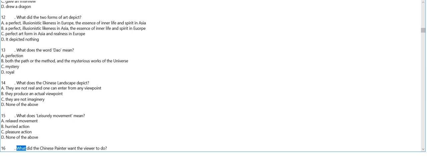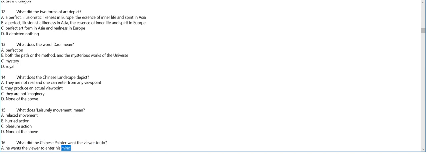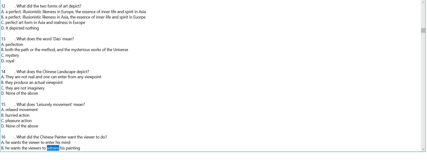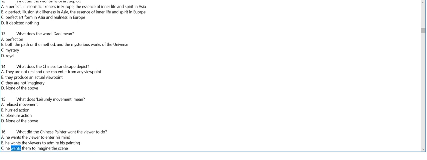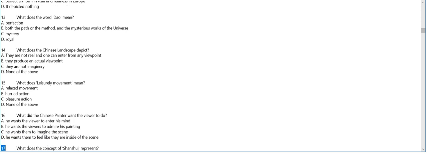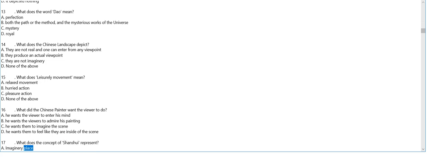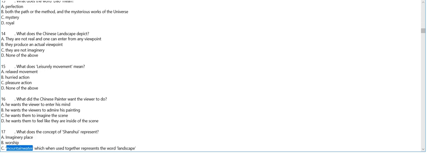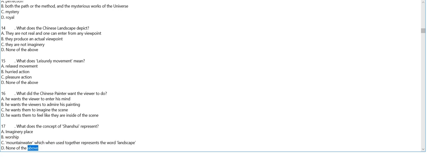16. What did the Chinese painter want the viewer to do? A. He wants the viewer to enter his mind. B. He wants the viewers to admire his painting. C. He wants them to imagine the scene. D. He wants them to feel like they are inside of the scene. 17. What does the concept of shan shui represent? A. Imaginary place. B. Worship. C. Mountain water which when used together represents the word landscape. D. None of the above.